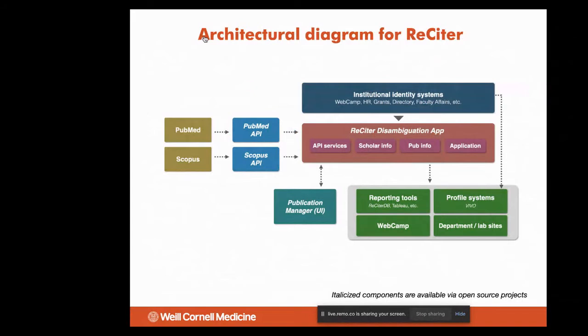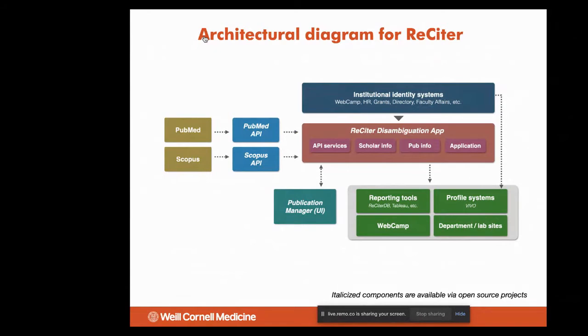Sure. Hey, everybody. I'm just going to quickly go through. We collect different identity data from different systems and aggregate it for ReCiter. And then for ReCiter, the key design principle is microservices. So we have PubMed as a standalone component, Scopus is a standalone component, and then we have Publication Manager, which Paul just demoed, which is also a standalone component. So everything talks to each other via microservices or APIs. And we expose the data to downstream systems or reporting tools, such as whatever analytics you need on publications that Paul demoed, and profile systems such as Vivo or departmental lab websites that you have in your organization.